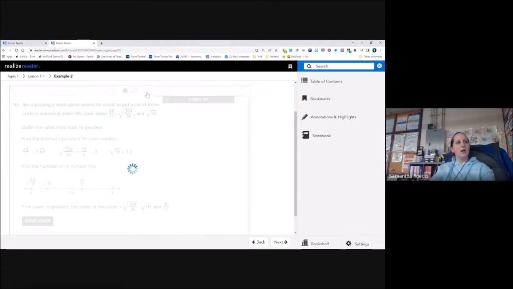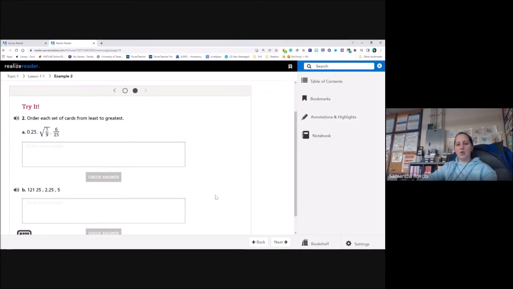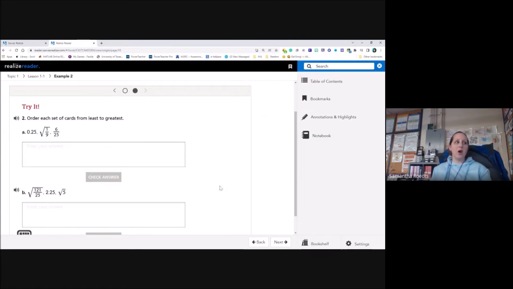All right, so let's go ahead and try it out. So for 2, I want to order each set of cards from least to greatest: 0.25, the square root of 1 over 9, and 6/25. Okay. So it is very helpful if you actually have a calculator to be able to do this.